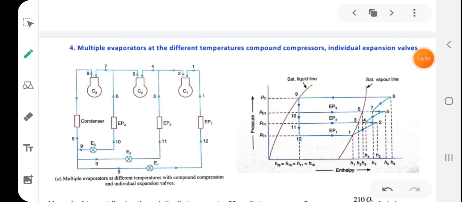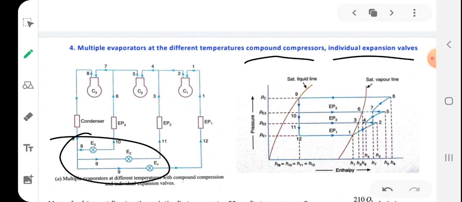Now this is the fourth type of evaporator system, the multiple evaporator system. Multiple evaporators at different temperatures, and this is a compound compressor. There is a difference: compound compressor and individual expansion valve. Individual expansion valve means each expansion valve is applicable for its respective evaporator only.